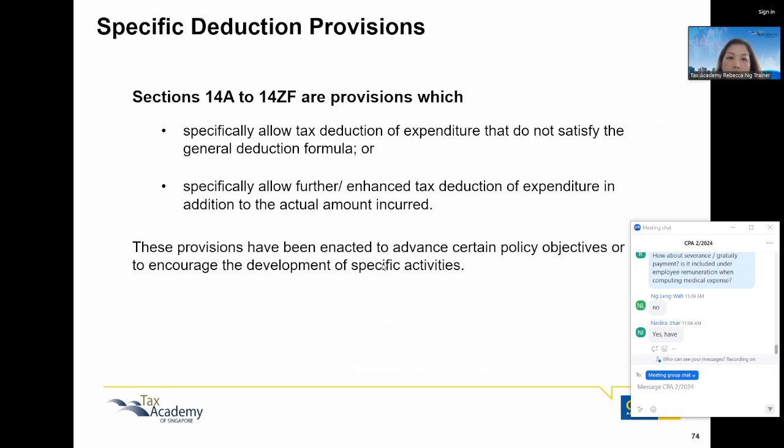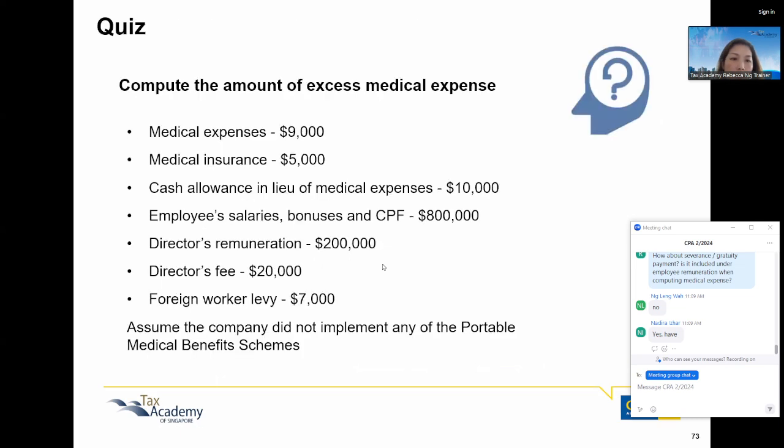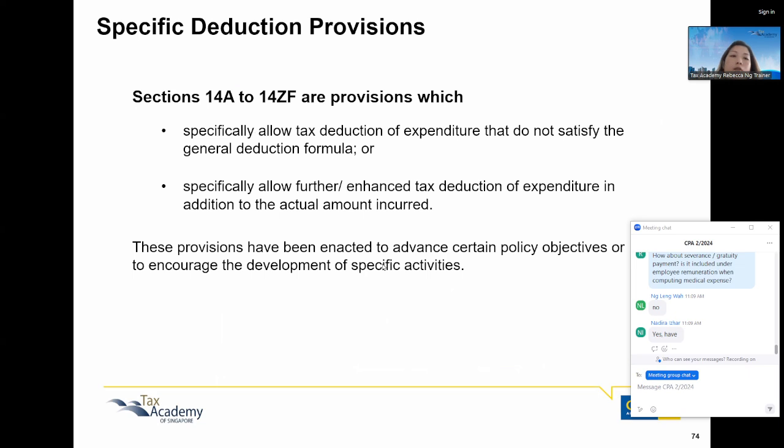Okay, slide 74. So just now we are at slide 73. Now we are at slide 74. So remember just now we mentioned about under the general deduction principle, we have section 14.1, which has a general deduction formula that expenses must be incurred wholly and exclusively in the production of income. Then we have medical expenses that is also not under section 14.1, but section 14.5 to 8, where there is certain restriction on the amount of medical expenses allowed.